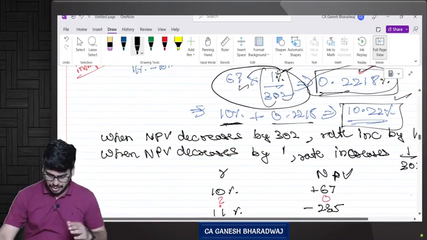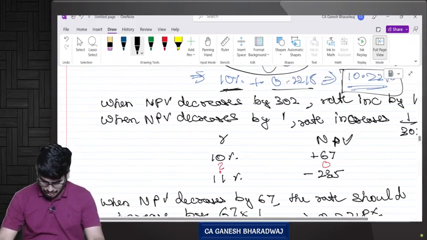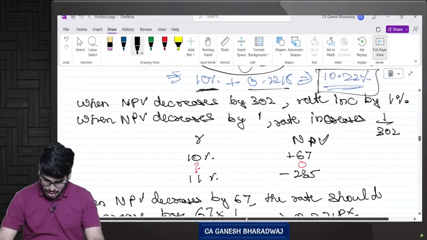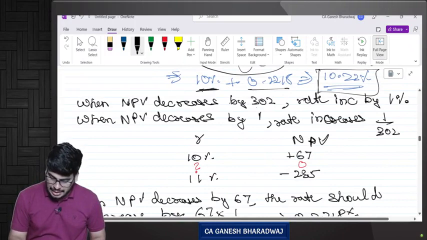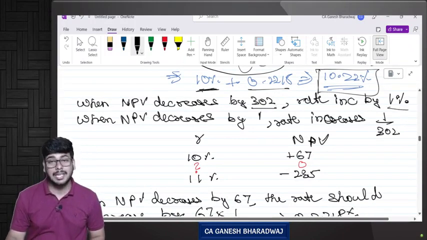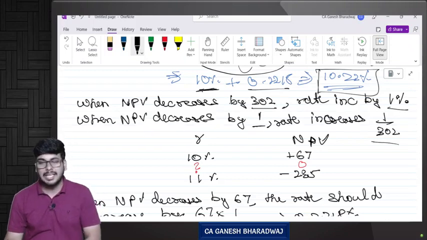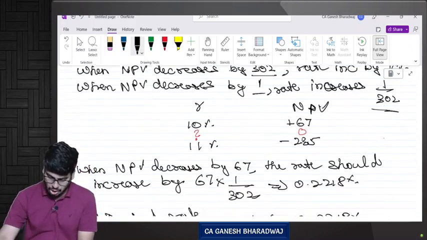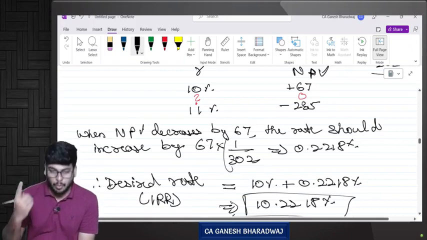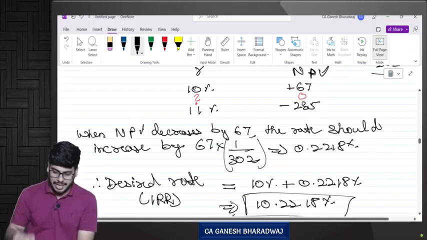So this is the explanation that I have given here. Whatever we have just done right now, I have just given. When the NPV decreases by 302, the rate increases by 1. And when the NPV decreases by 1 rupee, the rate increases by 1 by 302. So this is the logic that I've given. For every 1 rupee change, the required change in rate is 1 by 302.